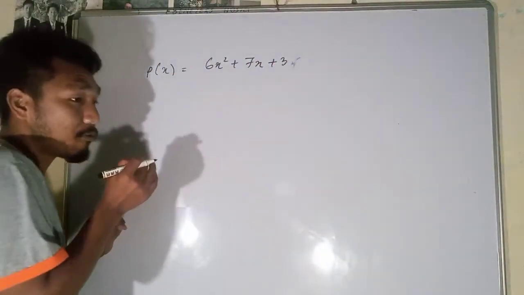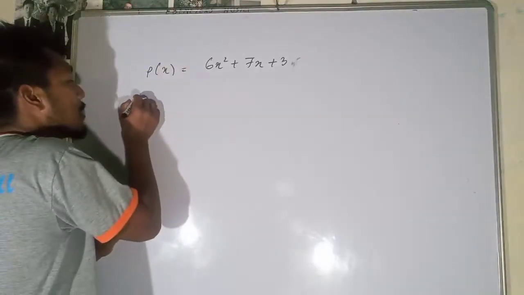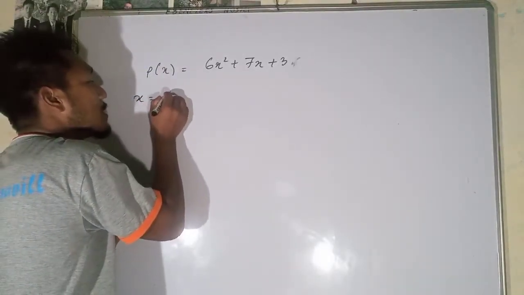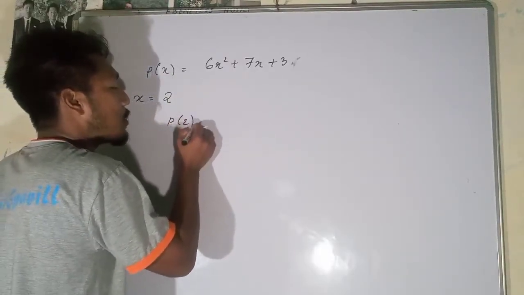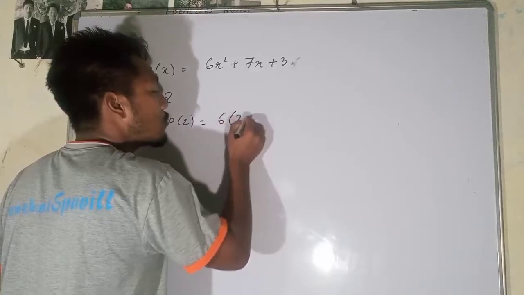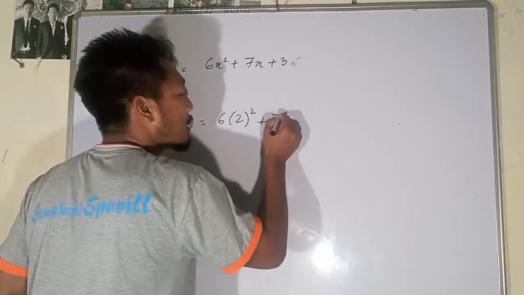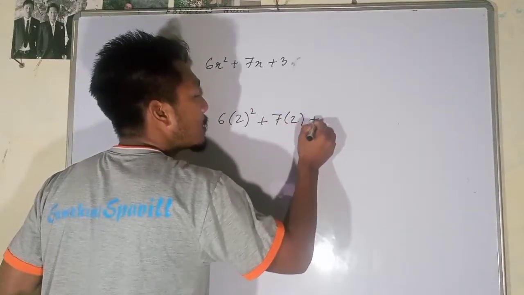Now you are trying to find out the values. We are trying to find out the value when x is equal to, let's say, 2. If I put x equal to 2, then you are going to get some values. That is, 2 in place of x, we are going to put it.